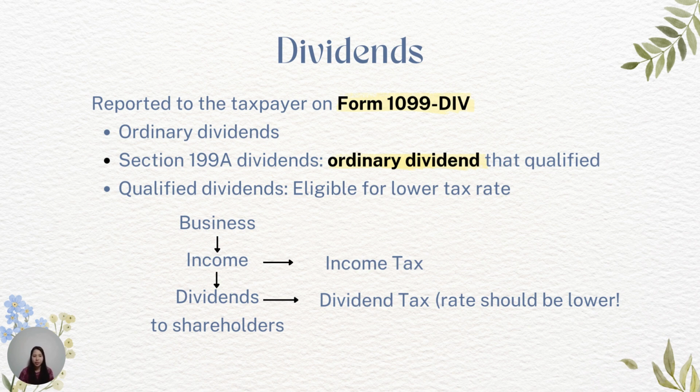Now, another type of dividends are Section 199A dividends. These are dividends which are eligible for the qualified business income deduction. Deductions are basically things that you can qualify for that will lower your gross income, so you're taxed at a lesser rate. The final form of dividends that we're going to be going over is qualified dividends. Qualified dividends are ordinary dividends that qualify for lower long-term capital gains tax rates.